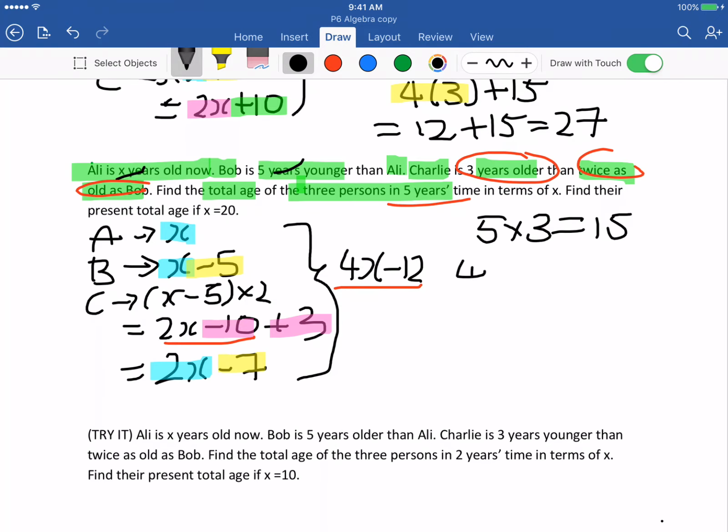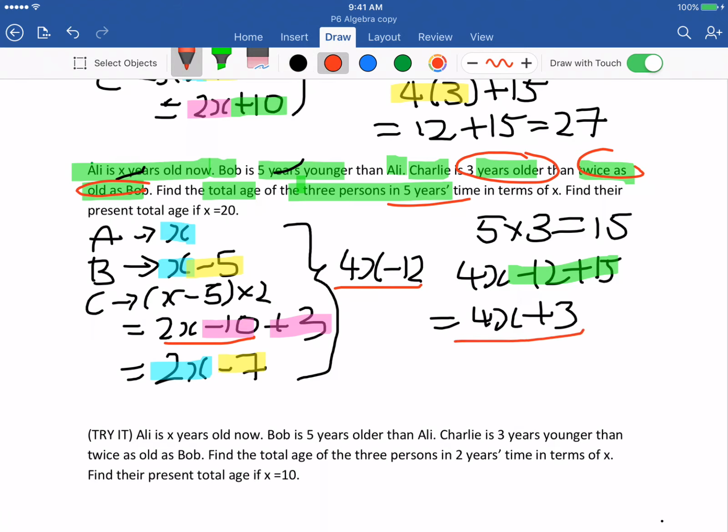We take 4x minus 12 plus 15. It's actually equal to 4x. What's negative 12 plus 15? Negative 12 plus 15 is actually equal to positive 3. Okay, that's the answer. The next one.